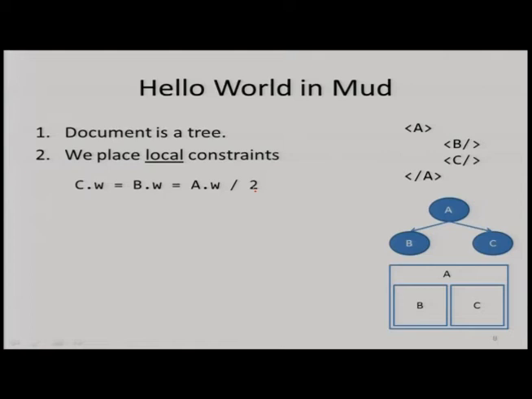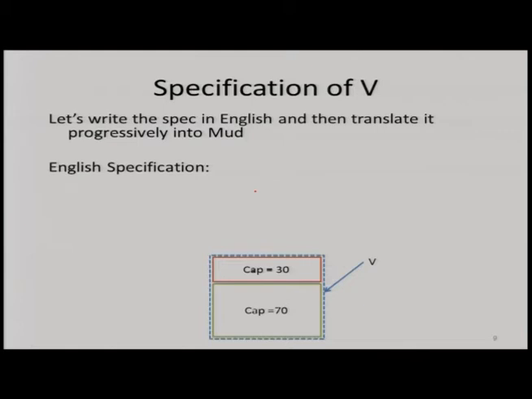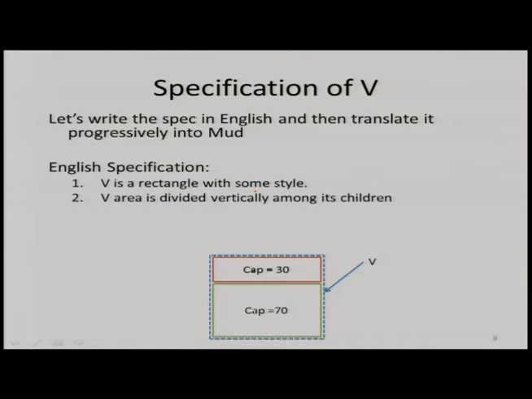So now, in order to define tree map in this language, we need to define two components, horizontal and vertical, which are those that put things together vertically versus horizontally. Well, the other way around. And so how do we do it? Remember what the designer had in mind. There are four things he wants to say. That V is a rectangle in some style, meaning it has some color, some dotted line. The area is divided vertically among children. The children are stacked on top of each other as opposed to having a gap. And the area is proportional to the sums of children capitalization.